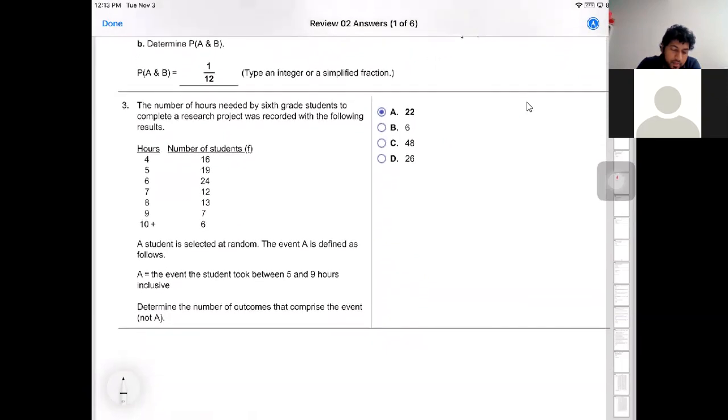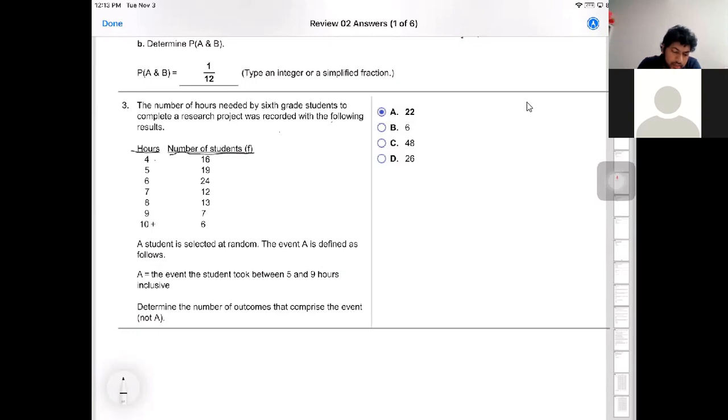This is very similar to the table example which we have done. The number of hours needed by a sixth grade student to complete the research project was according to the following result. They have given hours and number of students, which means frequencies belonging to each given number of hours. 4 hours has 16 students, something like that.